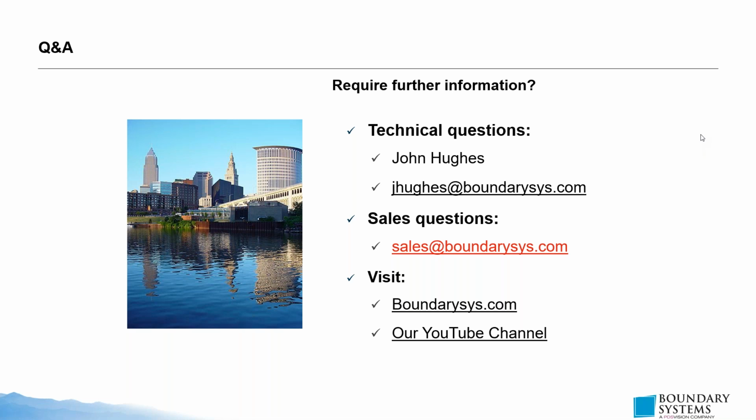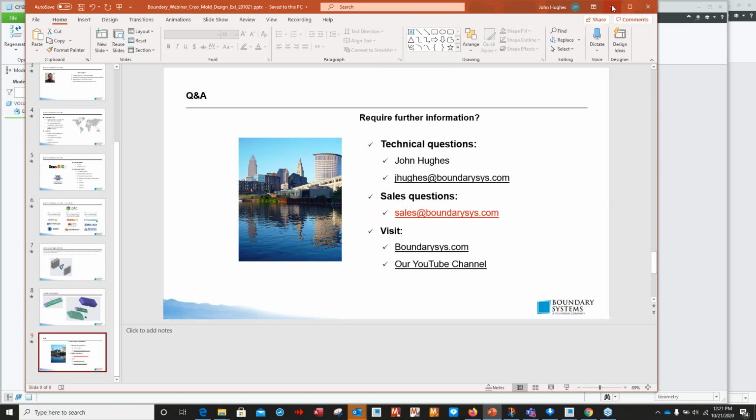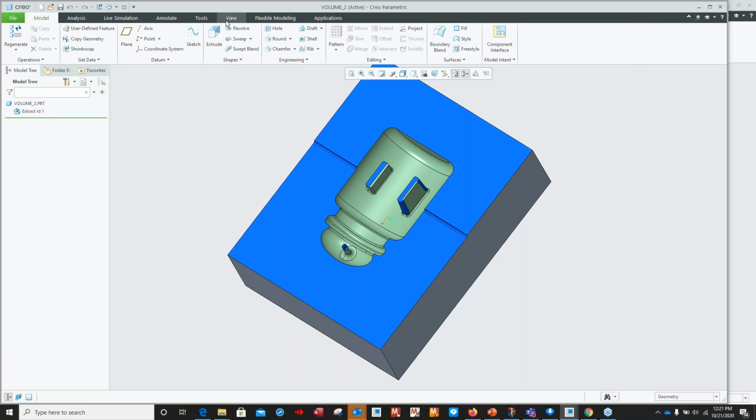Let's see. Not sure if there's any other questions. Oh, I think, John, I see there's another question just came in. It's just a one-word question that says shrink. So maybe can you speak to how to incorporate shrink, or how the CMA handles shrink inside of the software?